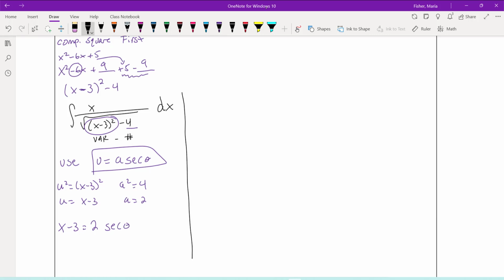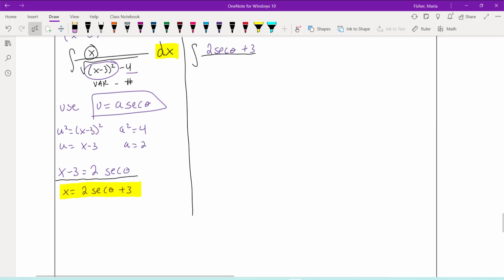Now I have to get rid of a lot of things. I need to get rid of the x. So let's solve this guy so I can get rid of the x. If x minus 3 is equal to 2 secant of theta, solving for x would equal 2 secant of theta plus 3. So here I write 2 secant of theta plus 3. Then I need to get rid of my dx. Well, to get rid of the dx, take the derivative of that. What is the derivative of 2 secant of theta plus 3?